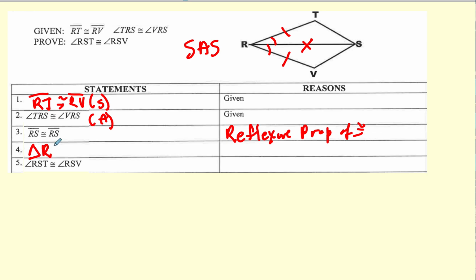And now I can state the triangles are congruent. Triangle RTS is congruent to triangle RVS. Remember that R has to go with angle R at the bottom, so this is R. And we know that T will go with V, and then we have our last letter S. And we know that side, angle, side, the triangles are congruent. So the extra parts that we didn't need are also congruent: corresponding parts of congruent triangles are congruent. And that's the end of the screencast.